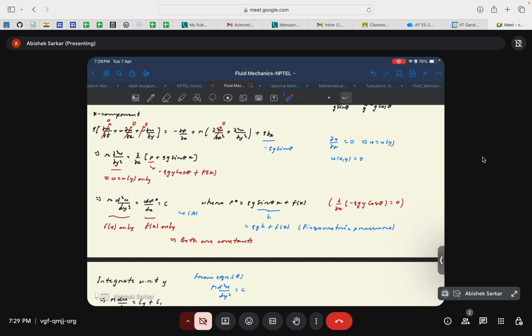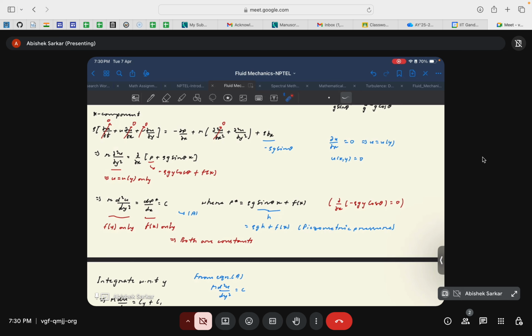Okay, so we have u as a function of y only, so we can write this as mu times d²u/dy². Instead of having the partial derivative, you can have a complete derivative because u is a function of y only. So we can write mu times d²u/dy² to be equal to dp*/dx. Let us see how we simplify it.